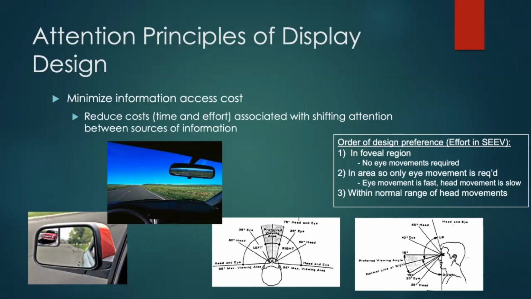So if you're trying to design a display where somebody's going to attend to whatever information you're presenting to them, first try to put it in the foveal region, right? So no effort is required for them to look at it because they're looking right at it. If you can't do that, or things are starting to get too cluttered, put it in an area where only the eyes have to move. I don't have to move my head. I don't have to move my trunk. I don't have to turn all the way around.